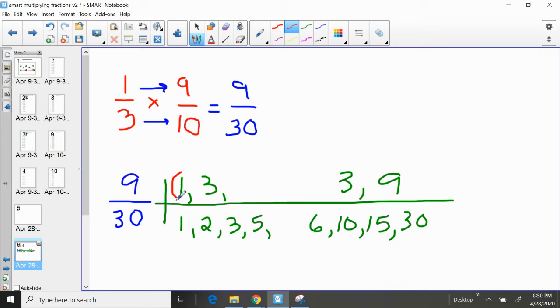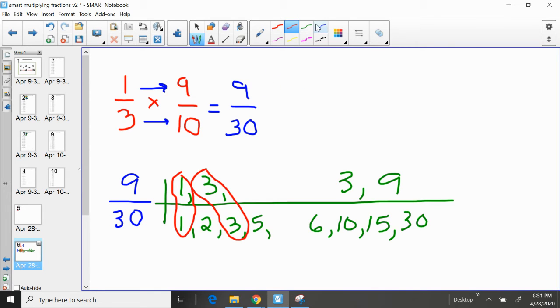Okay, they have 1 in common, and they have 3 in common. They don't have 5 in common, 6, 10, 9, 15, or 30. So the greatest common factor is what? 3. So I'm going to use that 3.